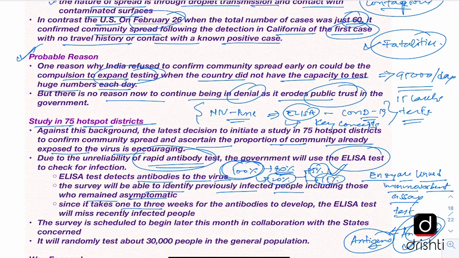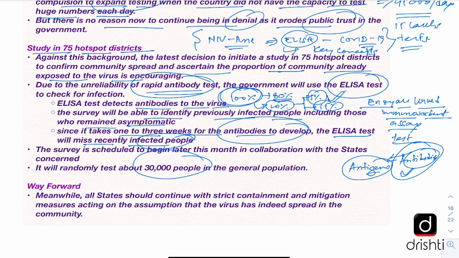Further, it takes 1 to 3 weeks for the antibodies to develop. So the ELISA test will miss recently infected people. So the people who have got infected very recently and the antibodies have not developed in their bodies, the ELISA test will not be able to identify those individuals. And the number of people going to be tested under this is around 30,000 people. So it will give a very clear-cut indication that community transmission is taking place or not, though the overwhelming evidence is that community transmission is already taking place in some form or the other.